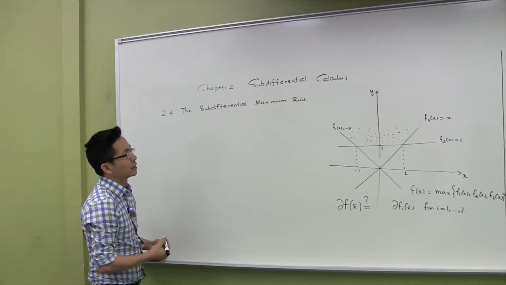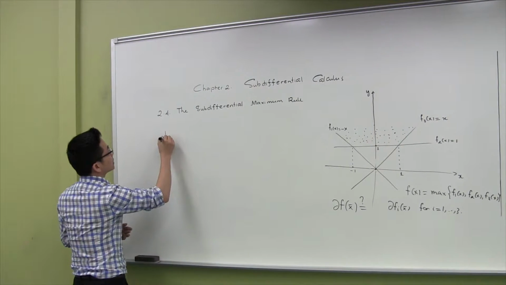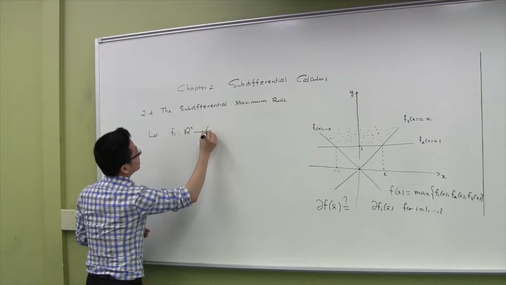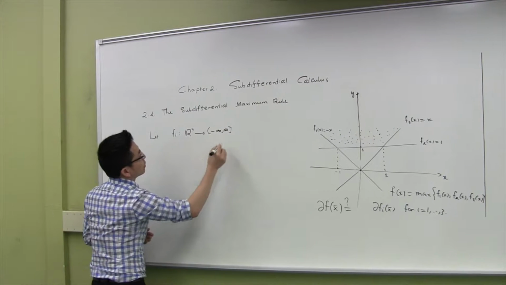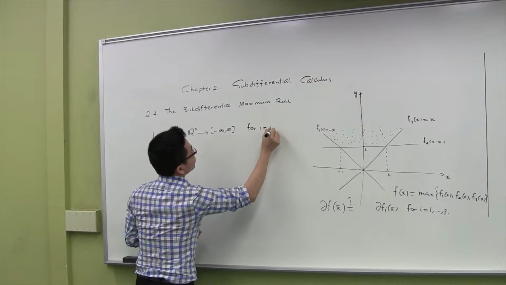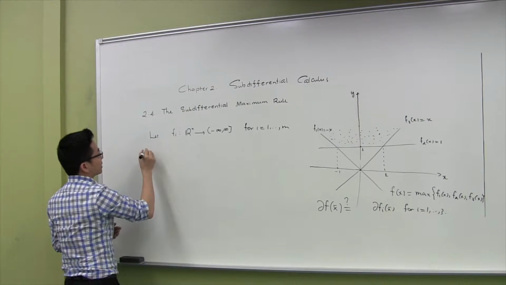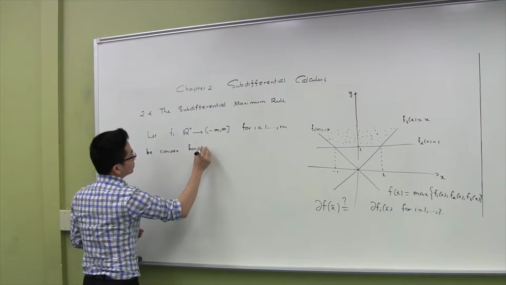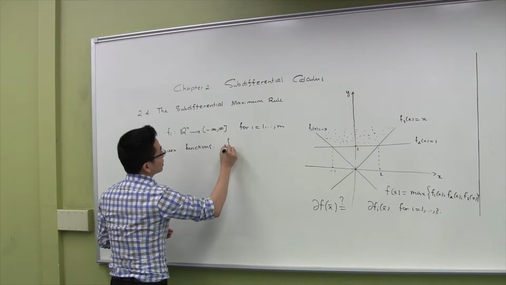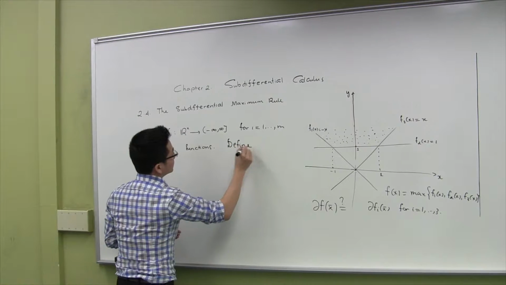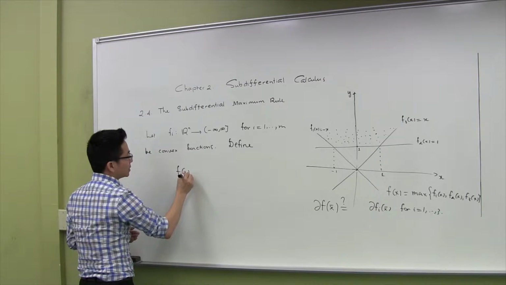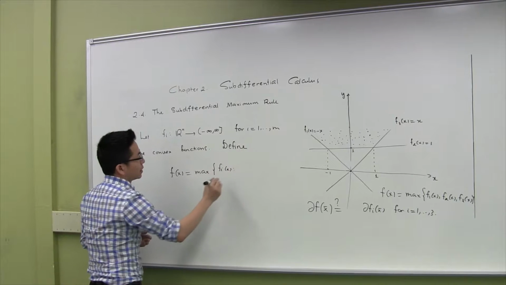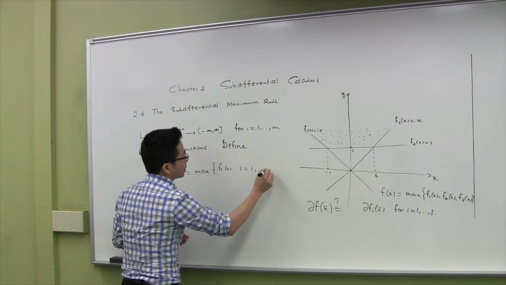So the situation is described as follows. Let fi from Rn to the extended real line, for i from 1 to m, be convex functions. We define the following function: f of x is equal to the max of fi of x, where i runs from 1 to m.